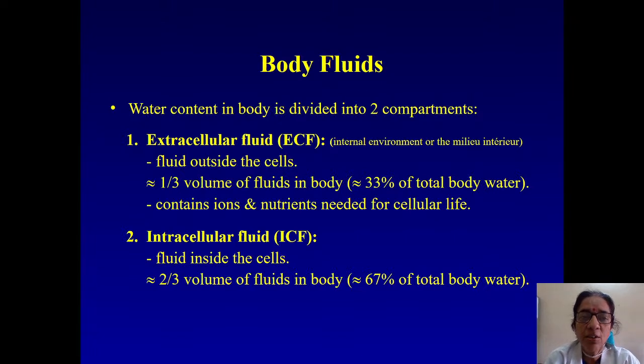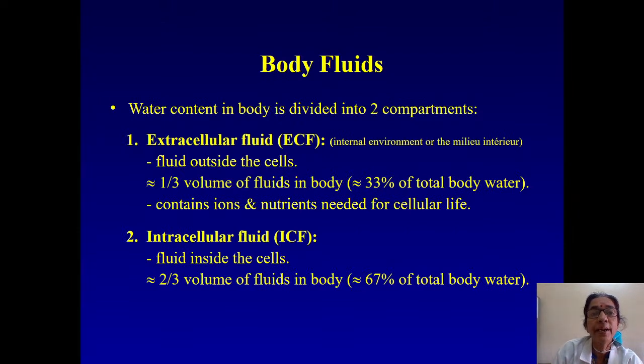So intracellular fluid is the fluid inside the cells. They constitute 2/3 of the volume of fluids in the body. That is 67% of total body water. Intracellular fluid is double the amount of the extracellular fluid. That you should remember. Extracellular fluid is 33% of total body water. Intracellular fluid is 67% of total body water.